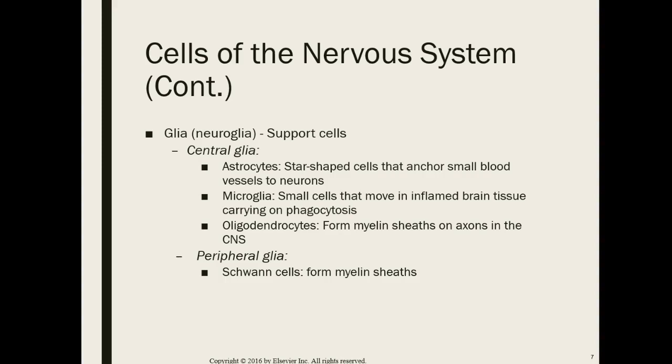Microglia are small cells that move in inflamed brain tissue. They are responsible for phagocytosis. And then the oligodendrocytes form the myelin sheaths on the axons in the central nervous system. So that's important to note, that there are myelin sheaths on the axons in the central nervous system, but the oligodendrocytes are responsible for those instead of the Schwann cells. So in the peripheral nervous system, really the only supporting cell that we have is the Schwann cell, and that's responsible for forming the myelin sheath of the axons in the peripheral nervous system.